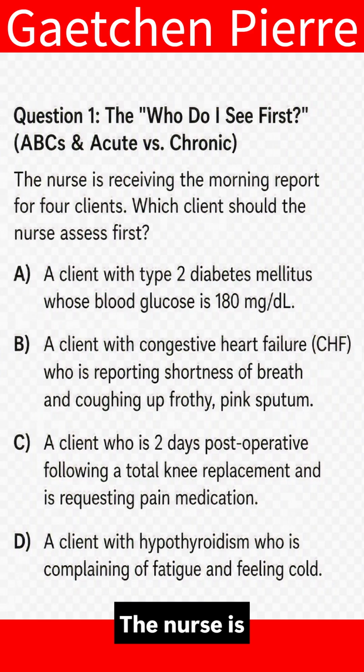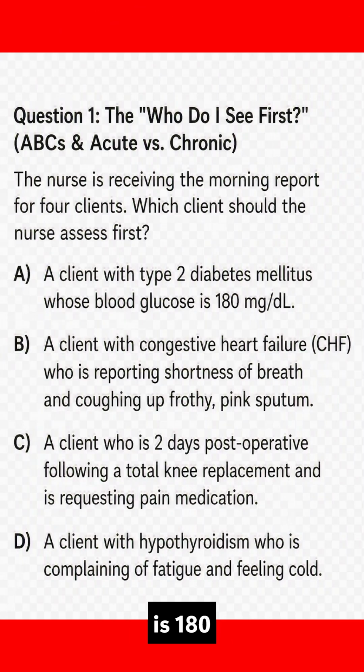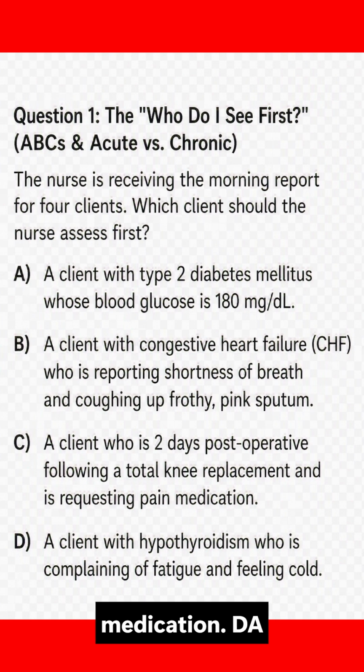Question 1. The nurse is receiving the morning report for 4 clients. Which client should the nurse assess first? A. A client with type 2 diabetes mellitus whose blood glucose is 180 mg per deciliter. B. A client with congestive heart failure, CHF, who is reporting shortness of breath and coughing up frothy, pink sputum. C. A client who is 2 days post-operative following a total knee replacement and is requesting pain medication. D. A client with hypothyroidism who is complaining of fatigue and feeling cold.